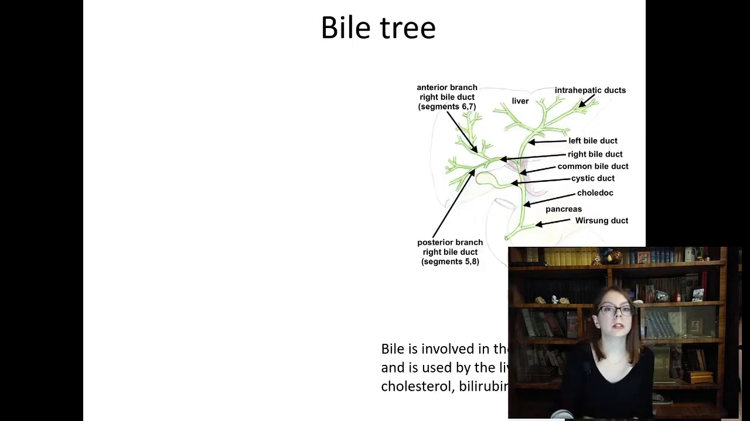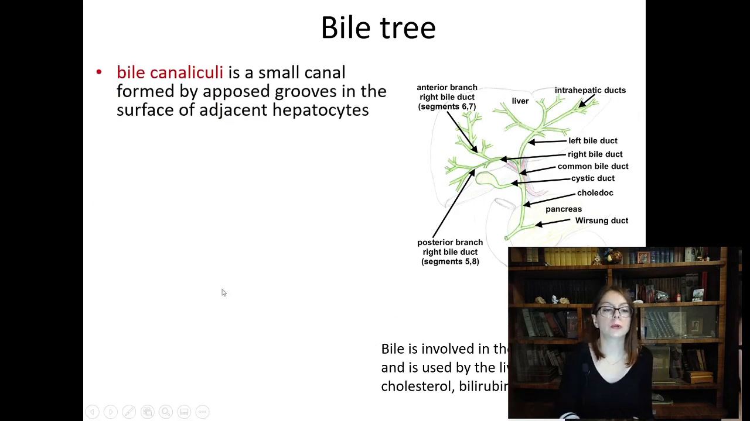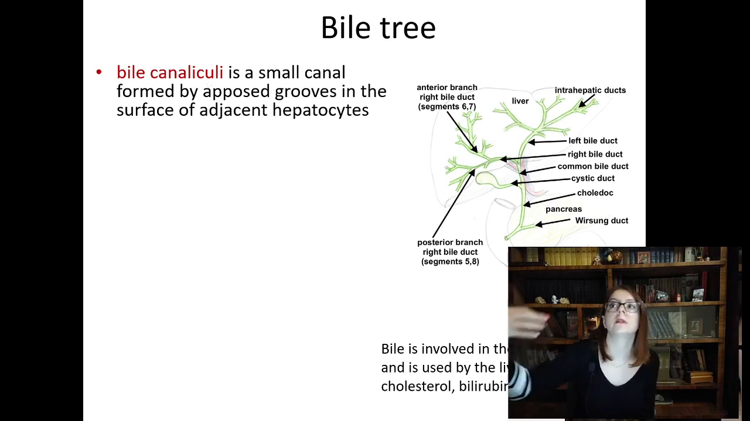And let's discuss the other elements of the bile tree. So the first element is the bile canaliculi. These are the terminal sites where bile is produced. So hepatocytes produce bile and they line bile canaliculi.